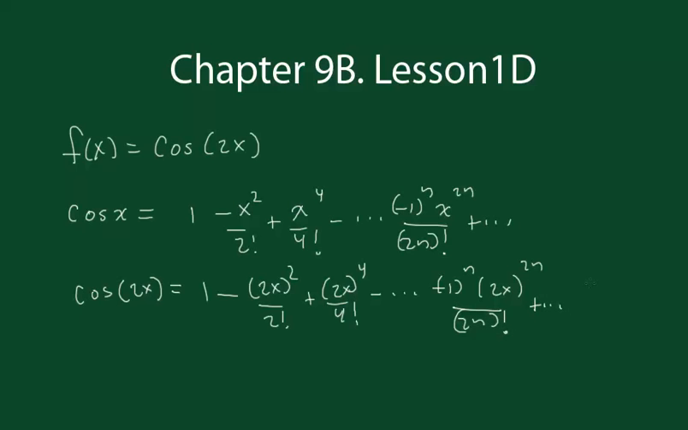I don't know if you noticed in the last lesson, part C, when I wrote the sine of x, I wrote it over n factorial, and it should be over 2n plus 1 factorial. I don't know if you noticed that.